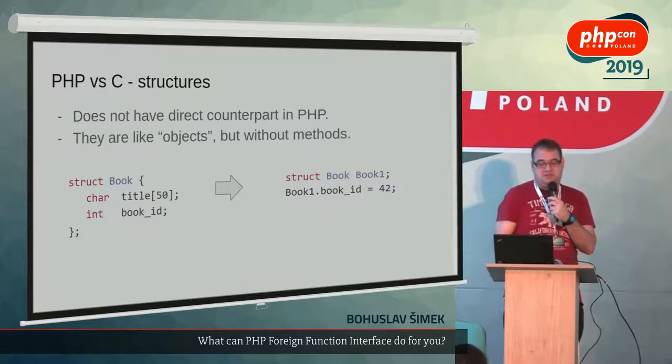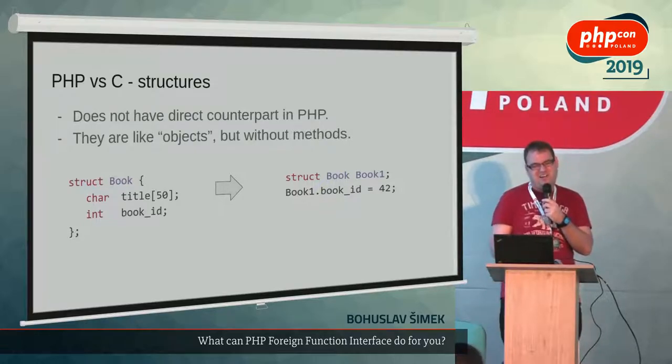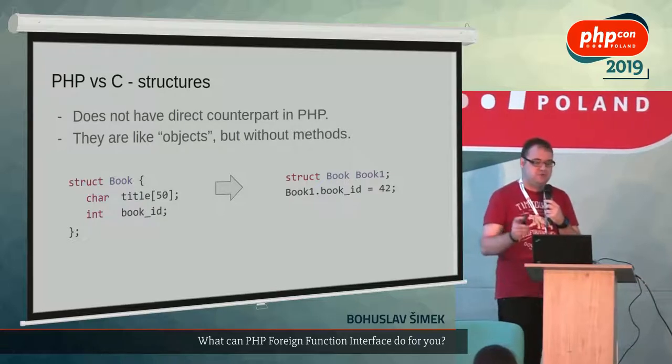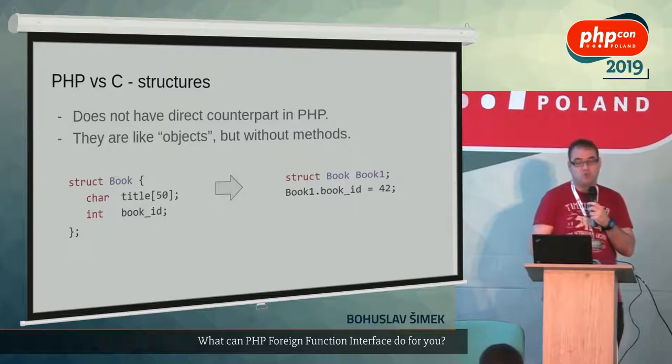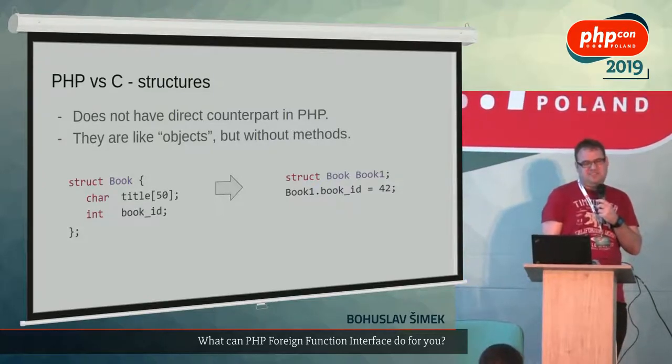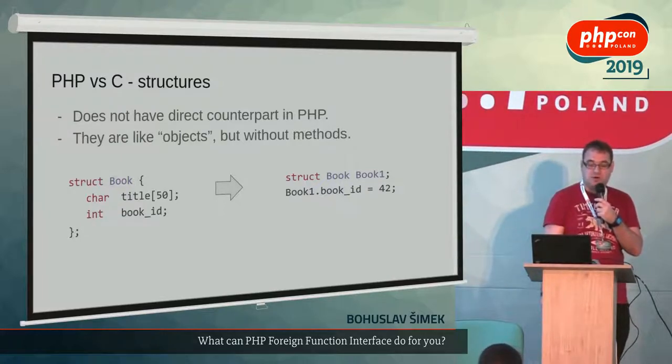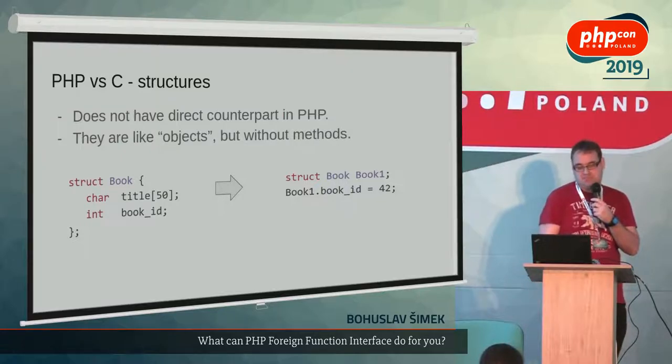Another complex data type is structures. We don't have structures in PHP. We have something which is a little bit similar, called a struct class, I guess. Structures are kind of like objects, but they simply don't have methods. So in this case, I define a structure called book. This structure has two properties. One of them is the title of the book, and the second one is the ID of the book. And then I just set elements into the structure.